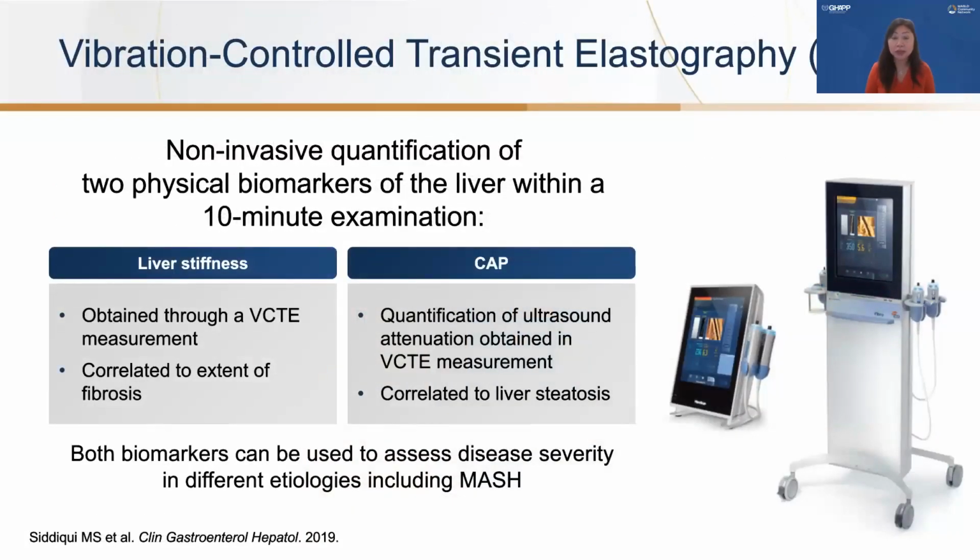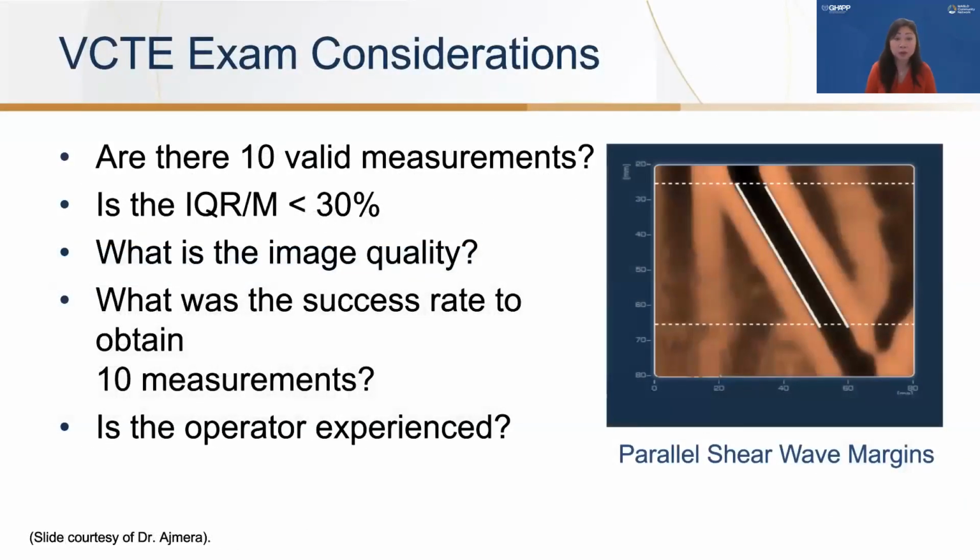So this is how the FibroScan machine looks like. You either have the stand-up one or the portable one. The FibroScan test takes about 5 to 10 minutes to perform, and you get 2 types of readings. You get one score that shows the liver stiffness. This correlates to the extent of fibrosis. The second score is the CAP score, and this correlates to liver steatosis. The nice thing about a FibroScan test is that both biomarkers can be used to assess disease severity in different etiology, including MASH. So I think that it's important for everyone to know how to read a FibroScan test.